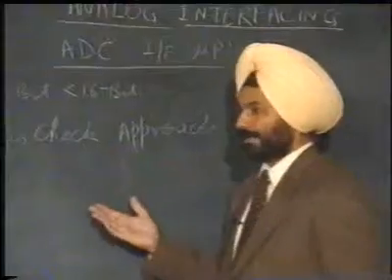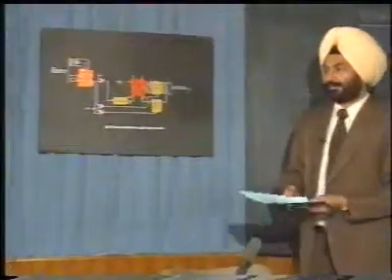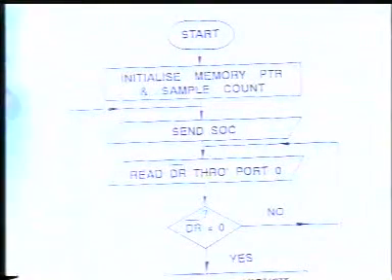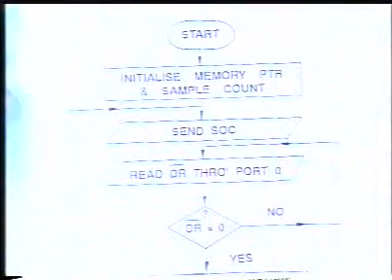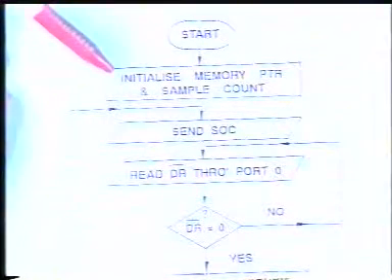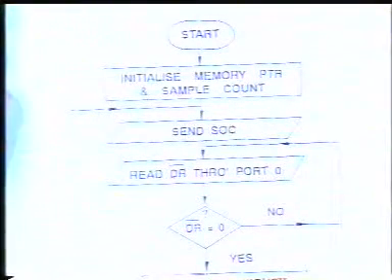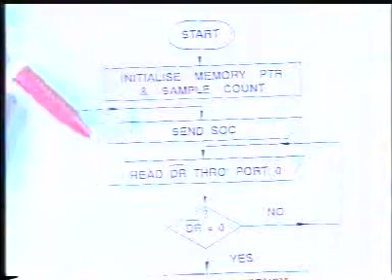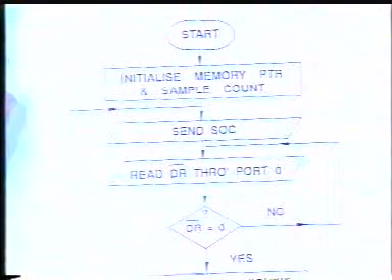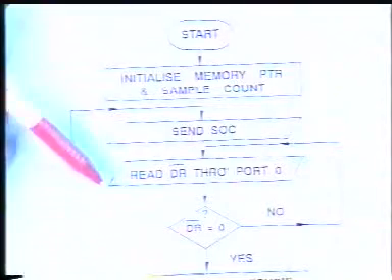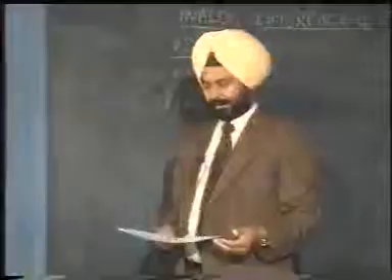Well, anyway, let's see the software requirements of this through the flow chart. Again, we suppose that we want to convert a certain number of samples, and we want to know where we want to store the samples. The starting address of the memory where the samples are to be stored is initialized. That's the initialized memory pointer, and initialize the sample count, how many samples to be converted. Then send start of conversion. Then after sending this, monitor DR bar, that is, read DR bar and check if it is 0. If it's not, go on doing it, wasting time.